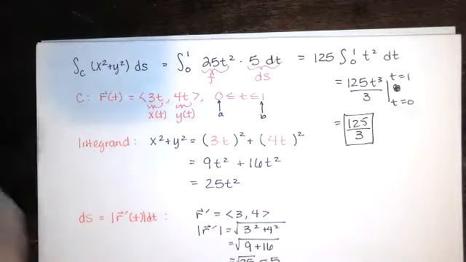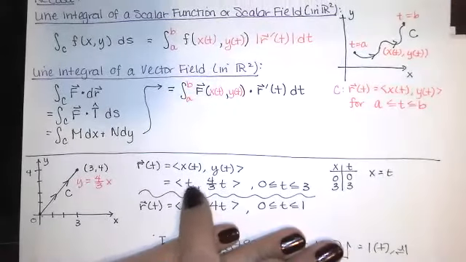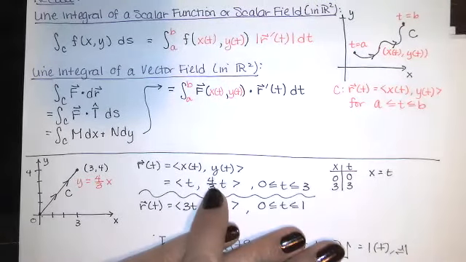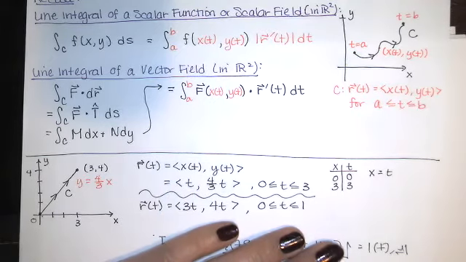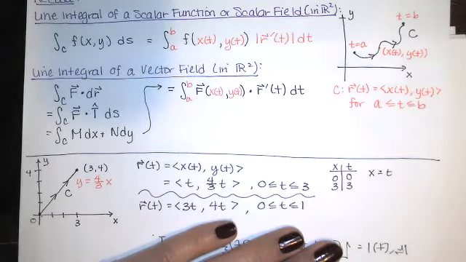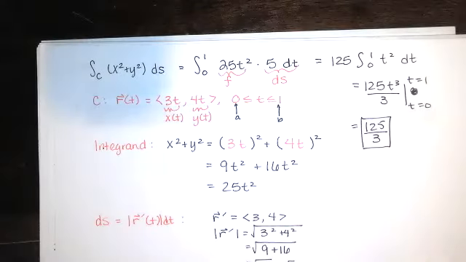Now, if you chose to use this parameterization instead, your r prime is going to be different and your integrand is going to be different. But when you're done, when you simplify them, you're going to get 125 over 3. So it'll work out.